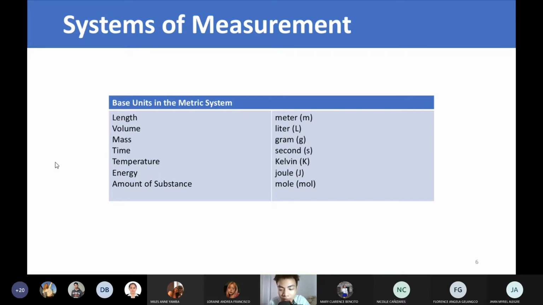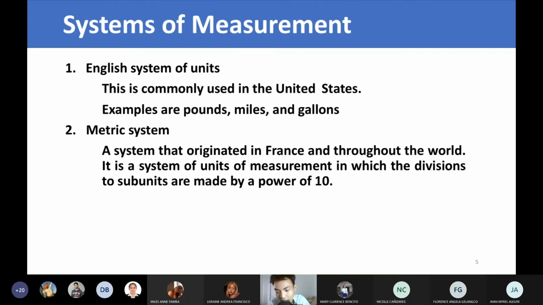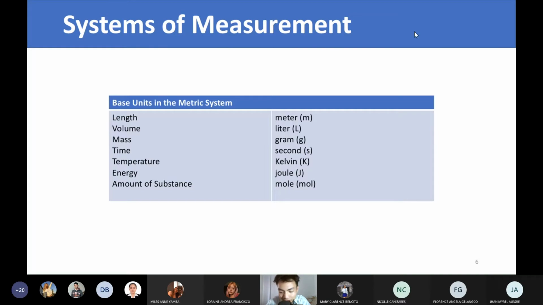So this was the product of the French Revolution, the metric system. So what happened again? They eliminated that factor, from persons they made physical objects the basis. Okay, so these are the base units of the metric system: length, volume, mass, time, temperature, energy, and amount of substance.